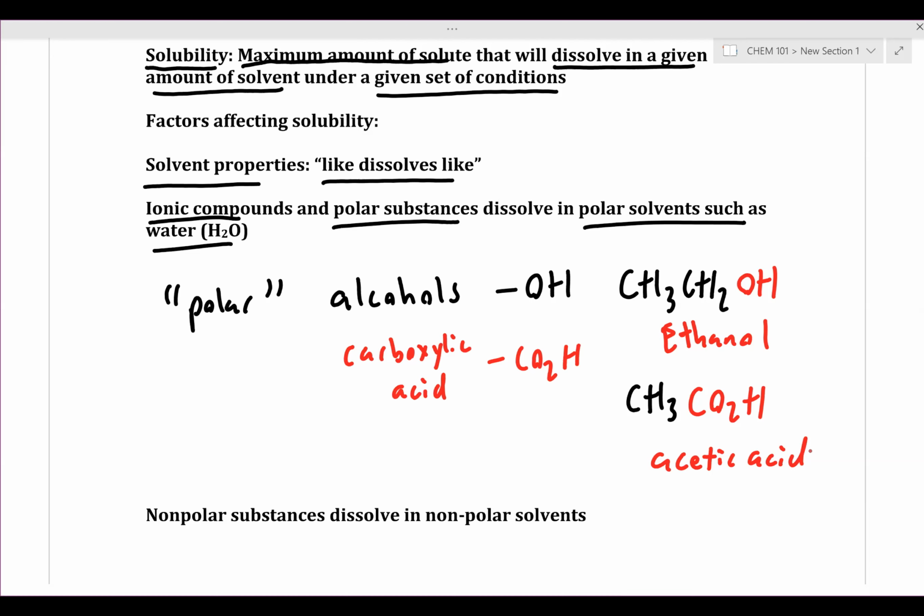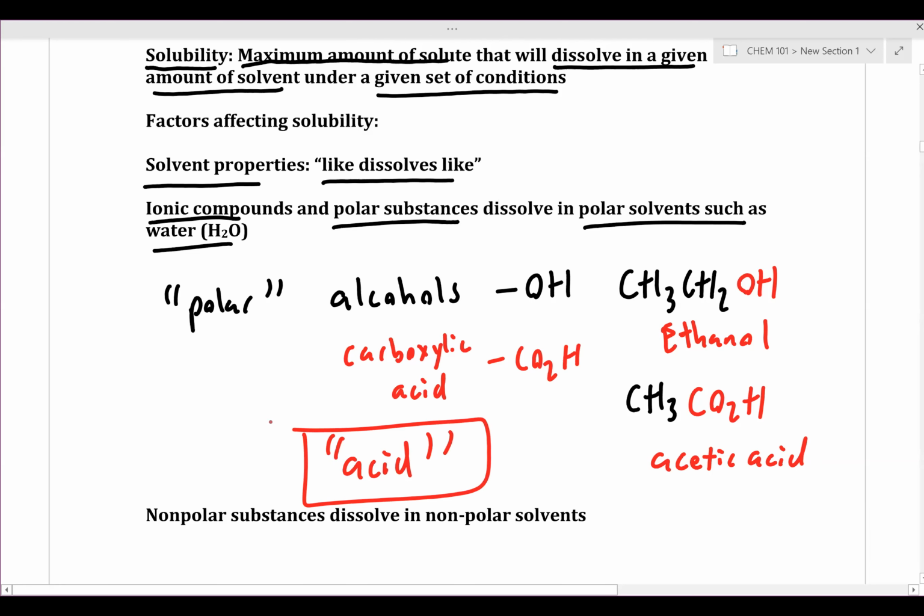For any other type of compound, I will tell you whether it dissolves in water or not. In general, alcohols, carboxylic acids, and any compound that is named as an acid will dissolve in water. So what state symbol will we put for all of these if they're mixed with water? Aqueous, exactly. So an example of an acid would be nitric acid, HNO3, aqueous. So anytime it has an ending of acid, it's going to be soluble in water for all the examples that you see in this class.